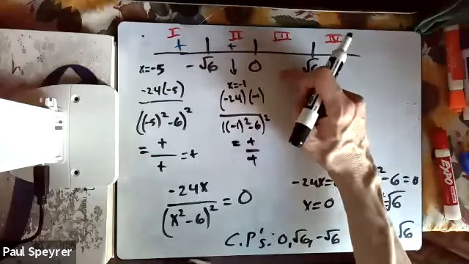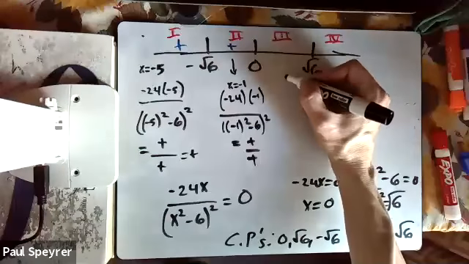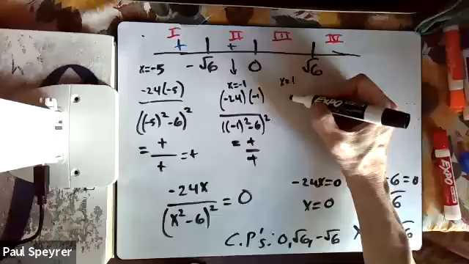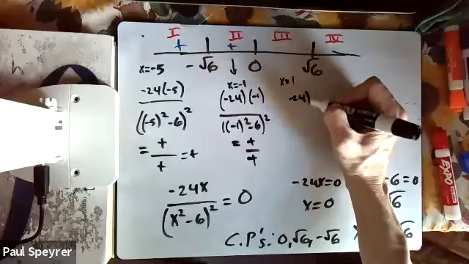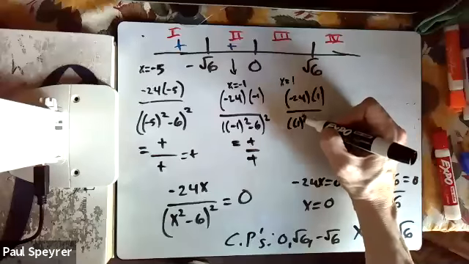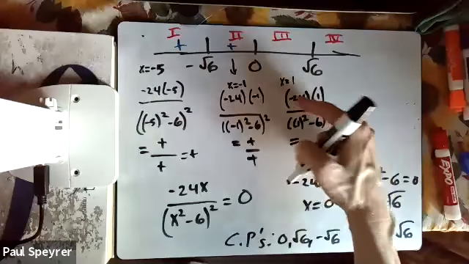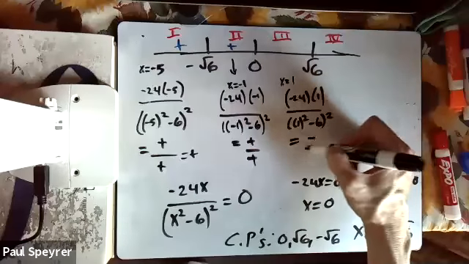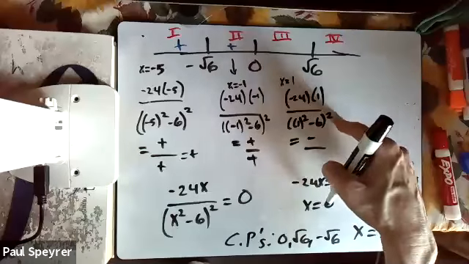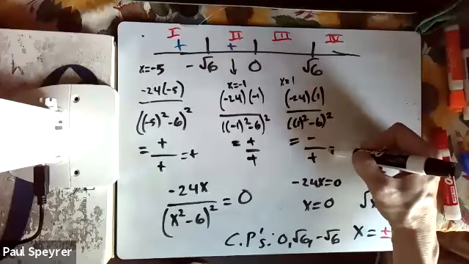Now, what about the next piece right here? 0 to root 6. We have x equals 1. Just use that. So we have negative 24 times 1 over 1 squared minus 6, and that quantity squared. Negative times a positive is a negative. The bottom's always going to be positive, right? Regardless, because of that square right here. Squaring anything makes it positive. What's a negative divided by a positive? A negative.